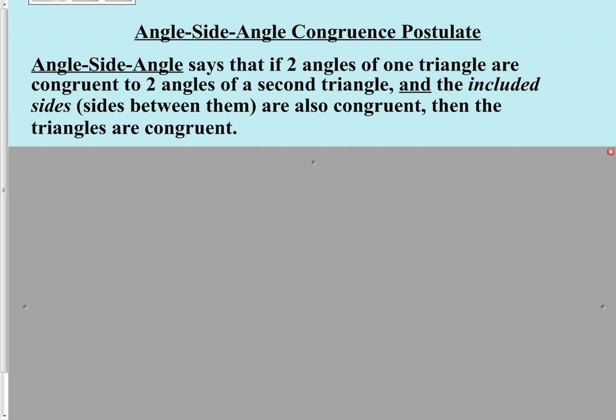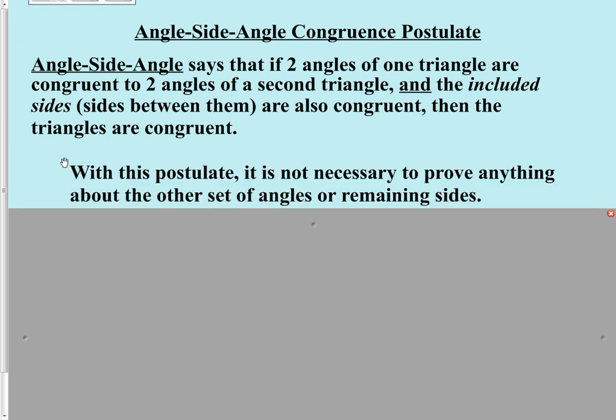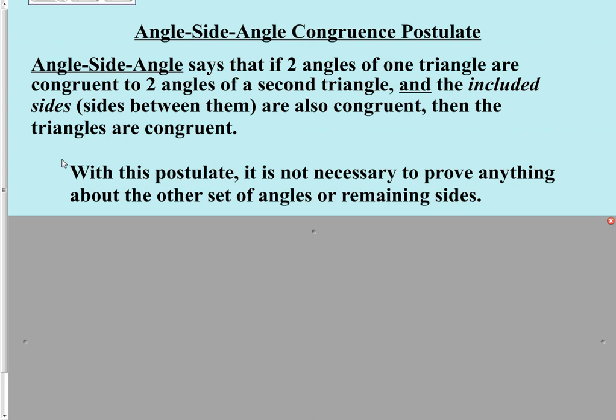Okay, the angle side angle congruence postulate. Well, reading the name, you can probably guess exactly what it's looking for and exactly what order it's looking for it in. Angle side angle says if two angles of one triangle are congruent to two angles of a second triangle and the included sides, which of course is the sides between them, are also congruent, then the triangles are congruent. As you can probably guess based upon the title, angle side angle, we do not need to know anything about the third set of angles, and there are two sets of sides that will not need to be known either.